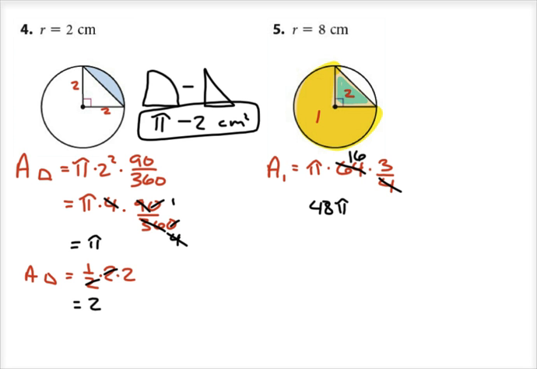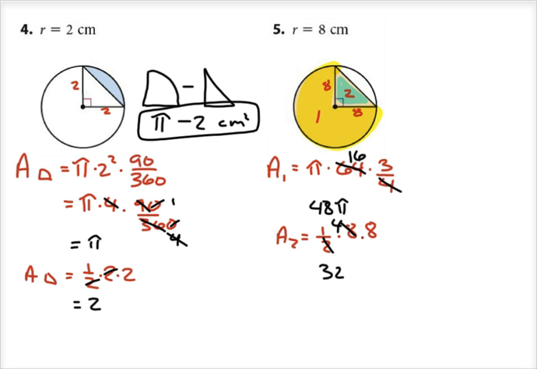Now I got to figure out the area of the triangular region. And I know that a triangle is 1/2 base times height. And the base is the radius, which is 8, and the height is also the radius, which is 8. And I know I can reduce. 2 goes into 8 4 times, and 4 times 8 is 32.